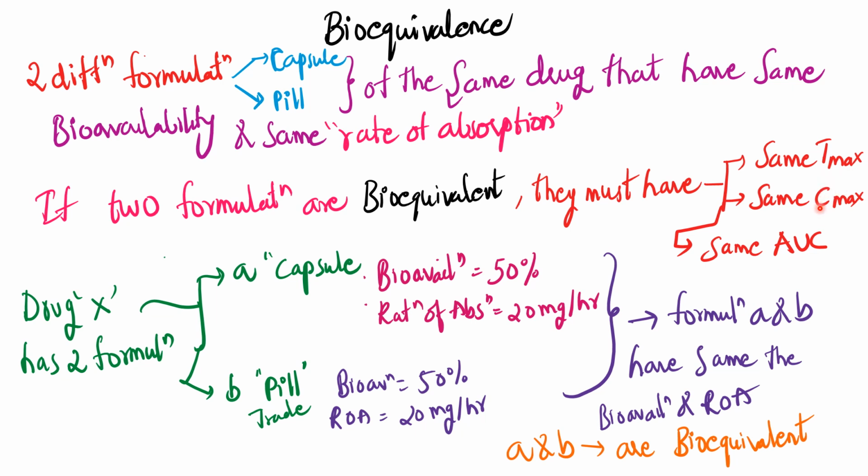What is Tmax? What is Cmax? Let's understand this. Give me a moment, I will tell you. For example, drug X has two formulations, capsule and pill. Both have a bioavailability of 50% and a rate of absorption of 20 mg per hour. Both capsule and pill have the same bioavailability and the same rate of absorption. Then we can say that both these drugs, capsule and pill, are bioequivalent. Now let's understand the terms Tmax, Cmax, and AUC.